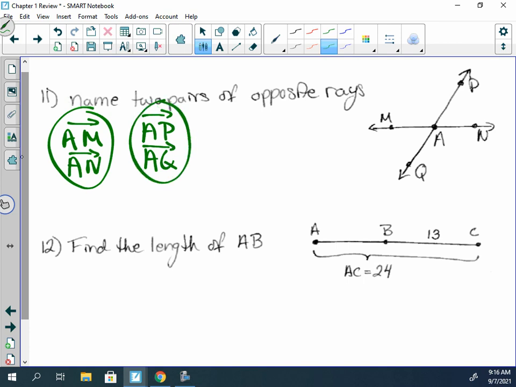What is the signifying feature for 2 rays to be opposite? They make what? A straight line. Because if the 2 rays make a straight line, then they are opposite rays.